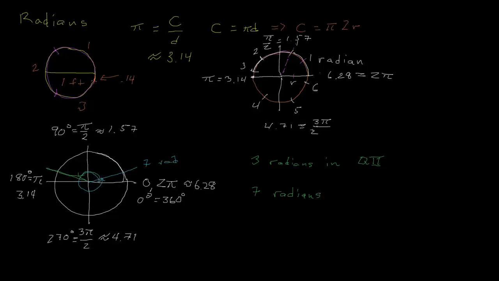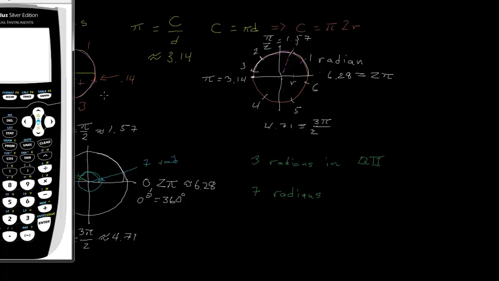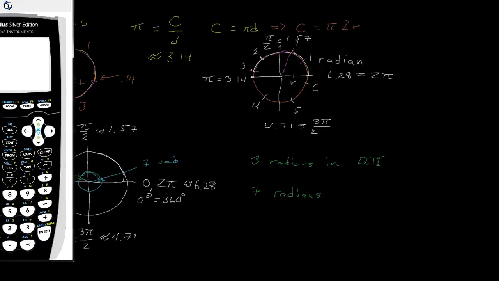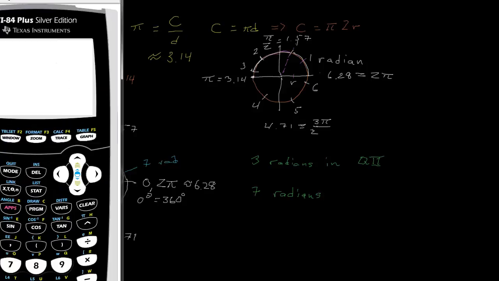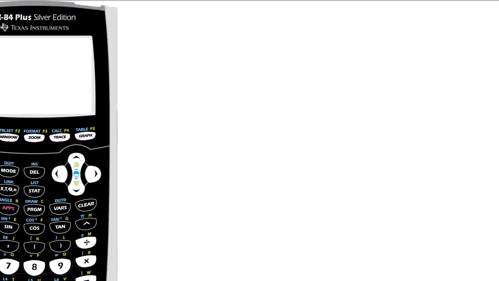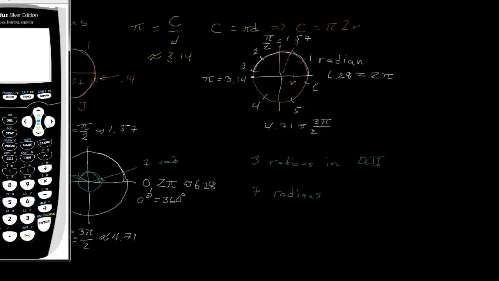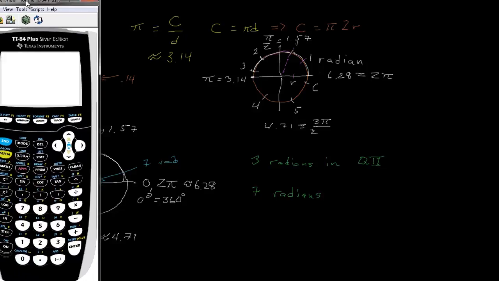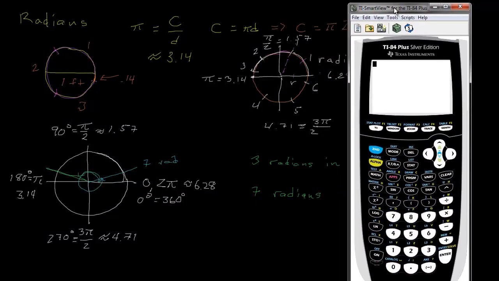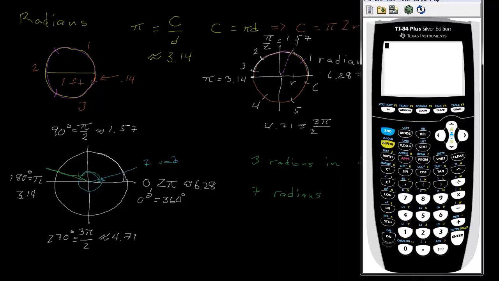Now, let me pause for a moment. Now, 7 radians. Oops. Sorry about that. Having a little trouble getting my calculator into the screen.